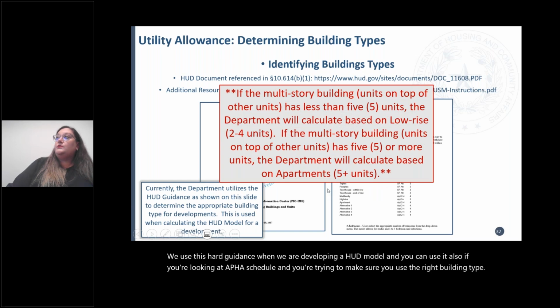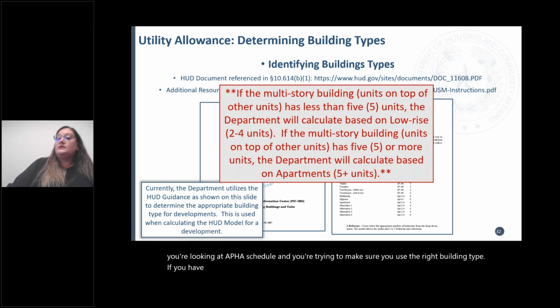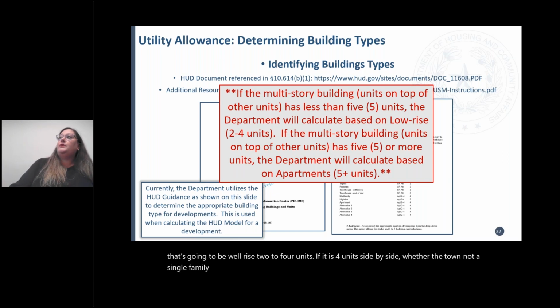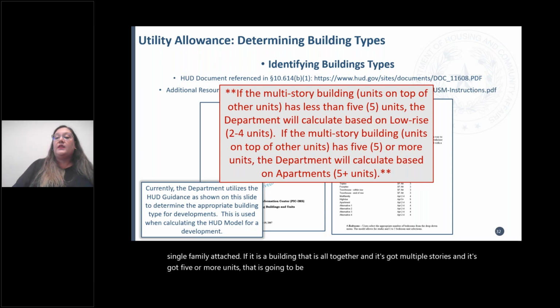If you have multiple story buildings, units on top of other units, and you have 2, 3, or 4 units, that's going to be low rise 2 to 4 units. If it is 4 units side by side, whether they're townhomes or a fourplex, that is single family attached. If it is a building that is all together and it's got multiple stories and it's got 5 or more units, that is going to be apartments 5+.